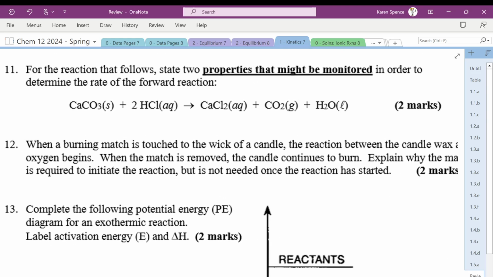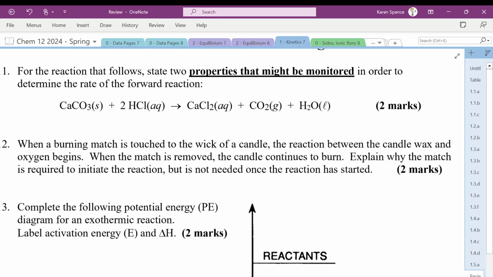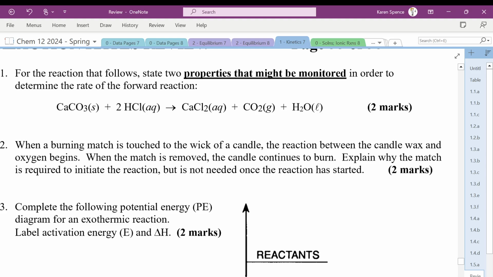Okay, when a burning match is touched to the wick of a candle, the reaction between the candle wax and the oxygen begins. When the match is removed, the candle continues to burn. Explain why the match is required to initiate the reaction, but is not needed once the reaction has started. So we have a candle, it's sitting there, it does not spontaneously burst into flame, right? So what is the purpose of the burning match?